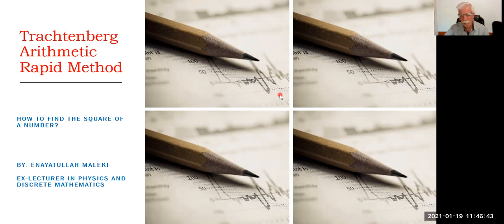Once you find the procedure to find the square of a three-digit number, then certainly you can use the same procedure to find the square of a four-digit number, five-digit number, six-digit number, and so on.